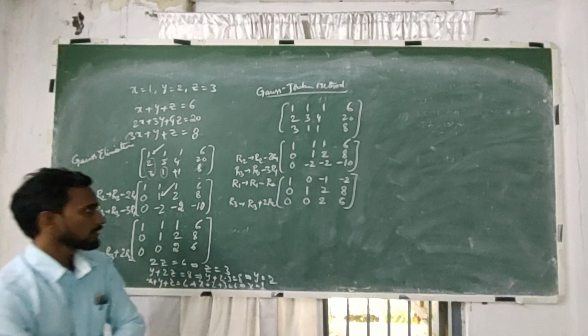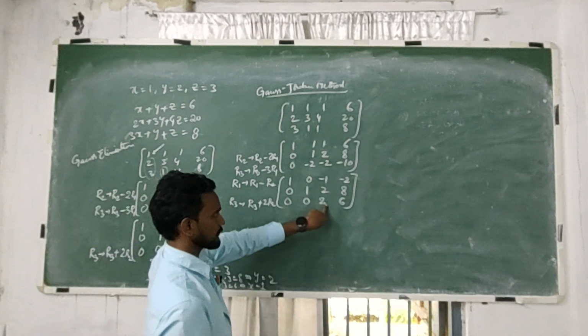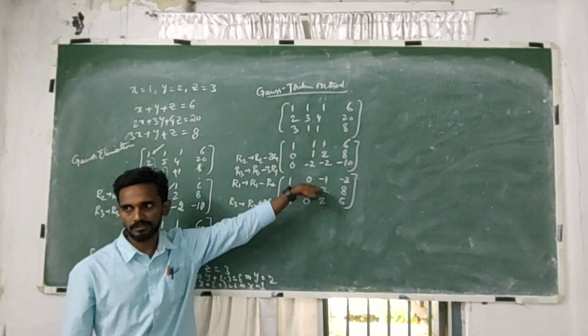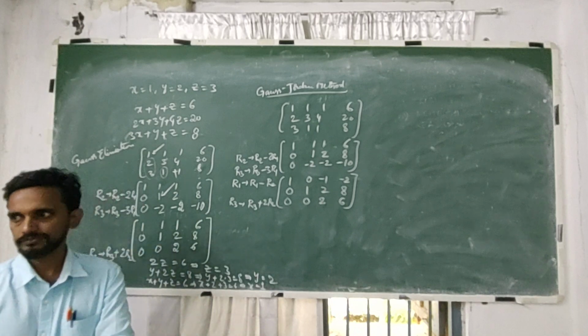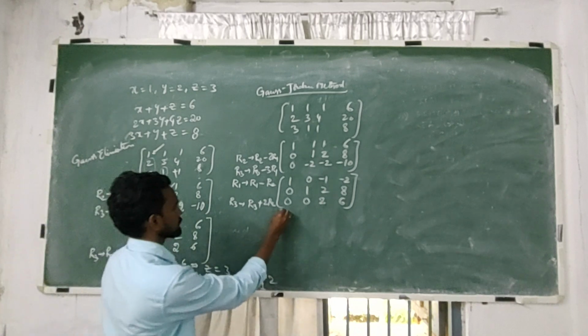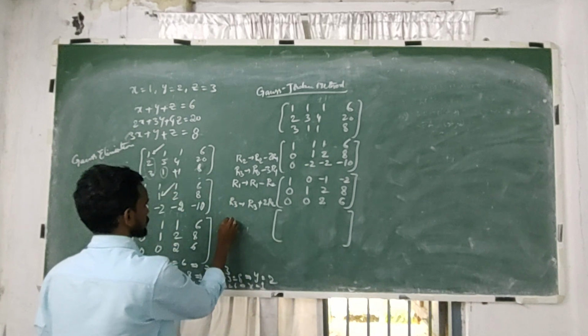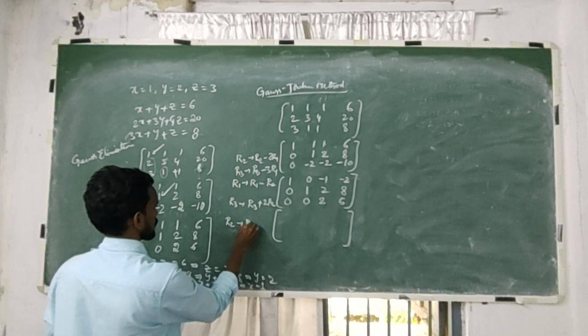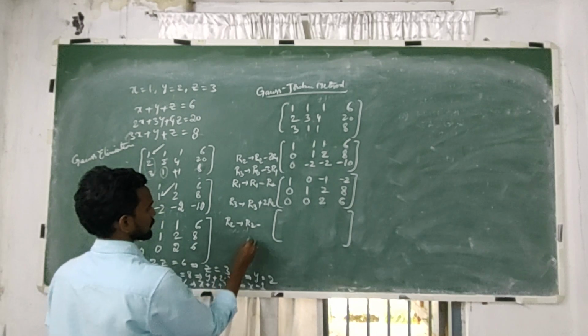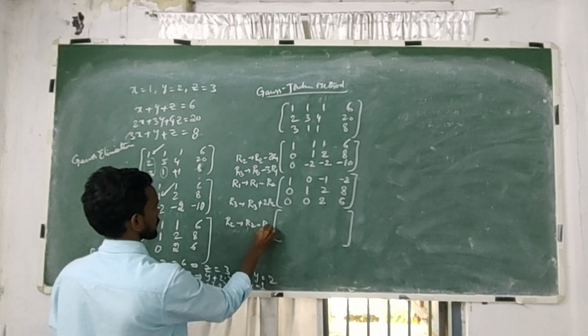Next level, you have to consider the 3rd element as pivot, and make all the above elements zeros. So what are the row operations? R2 is R2 minus R3.